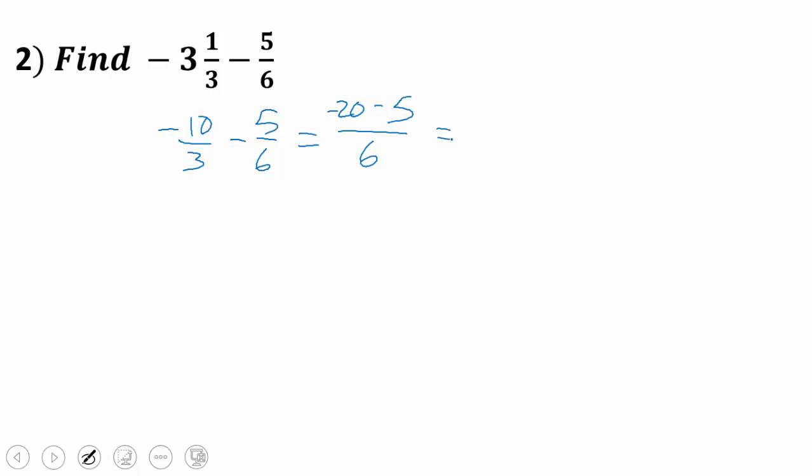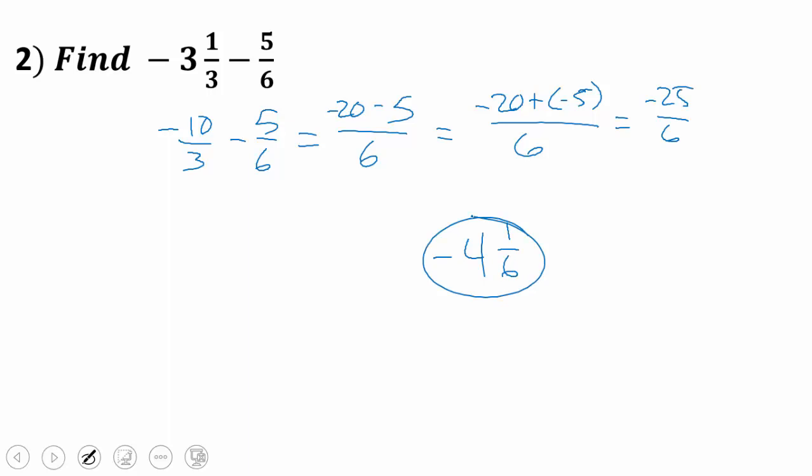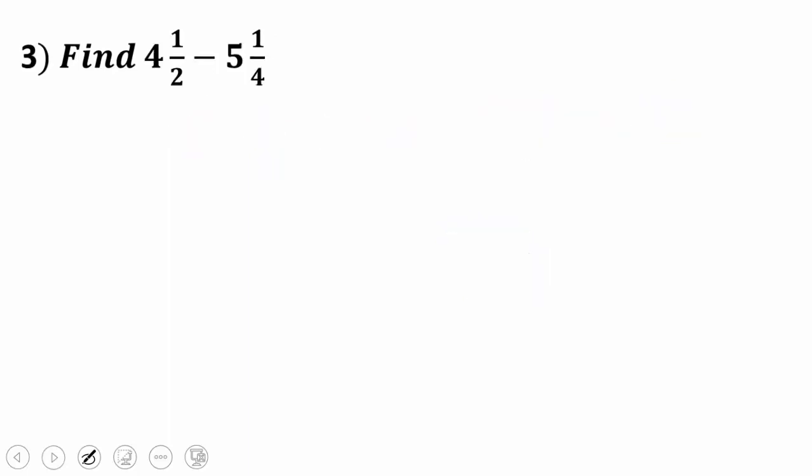Now we do the integer rules. Negative 20 plus a negative 5/6. That's negative 25/6. And 6 goes into 25 4 times. So we have a negative 4, and there's 1 left over. It's that simple, ladies and gentlemen. That simple. Moving right along.